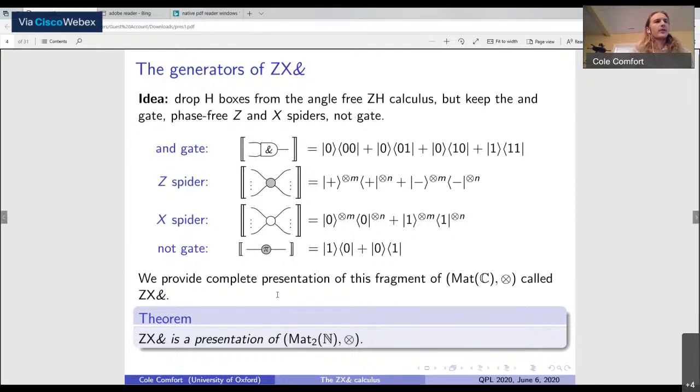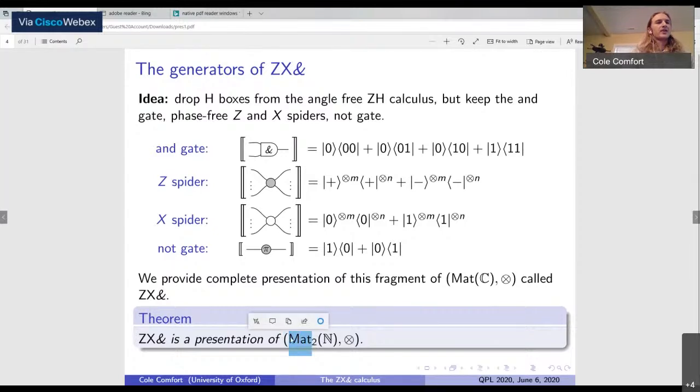And moreover, not only do you have matrices with positive natural numbers, I actually show that these qubit matrices with natural numbers, which is what I denote by Mat sub 2 qubit matrices, are actually universal and complete for this. So it's not just represented by this; it's actually universal and complete.